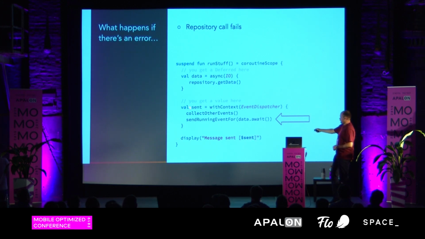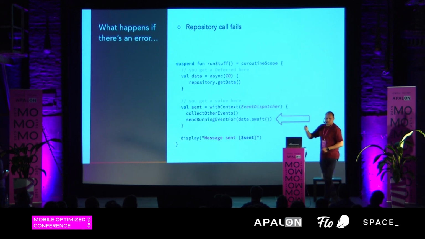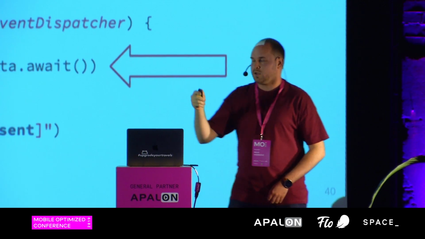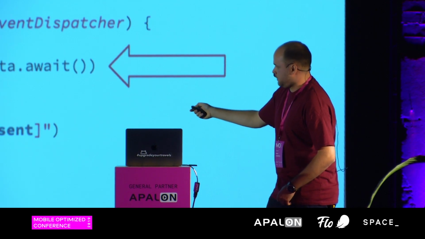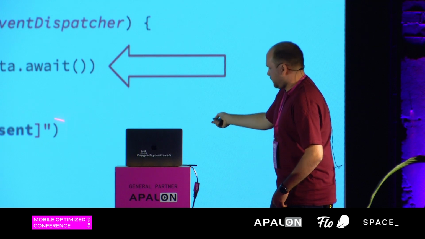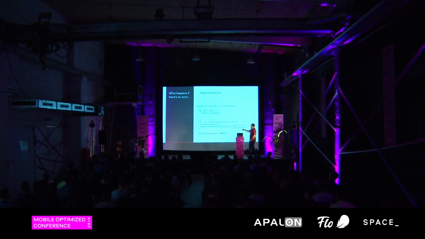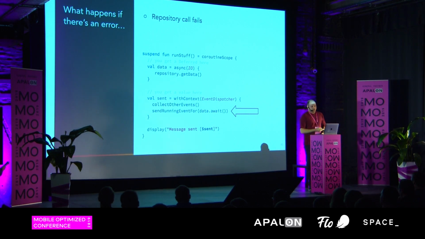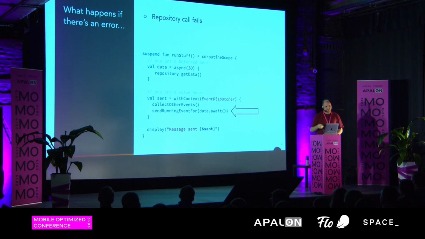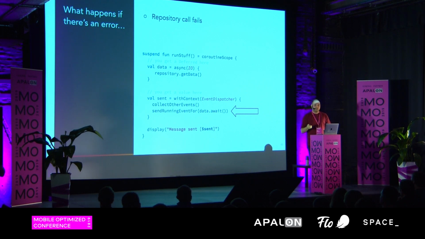So you're expecting a value here at sent, you're expecting a value here at await. So the coroutines compiler is smart enough and it will figure out that if this top part crashes, it will not execute this part. If your second part crashes, your third part will not get executed. But only if you have sent value and you have data value without any exceptions, only in this case it will execute the display. So that's the thing about hierarchy. So you don't have to think about it. You just write your code.